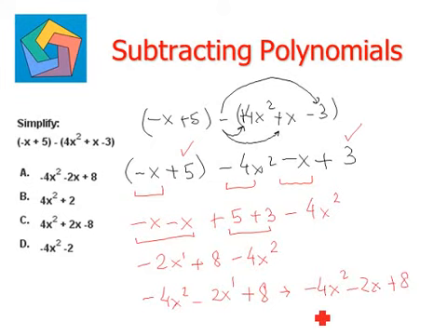So let's see which option this is. Negative 4x squared minus 2x plus 8 is option A. So let's look at the next example.